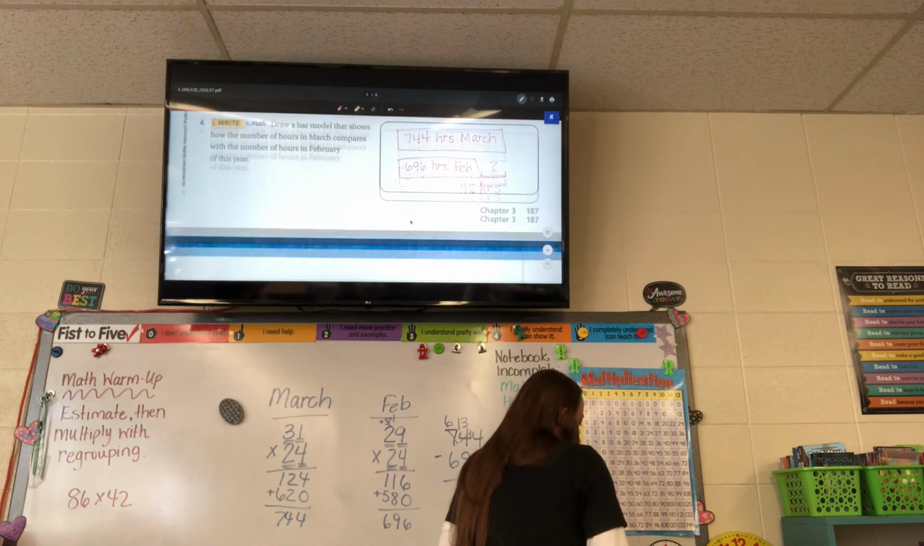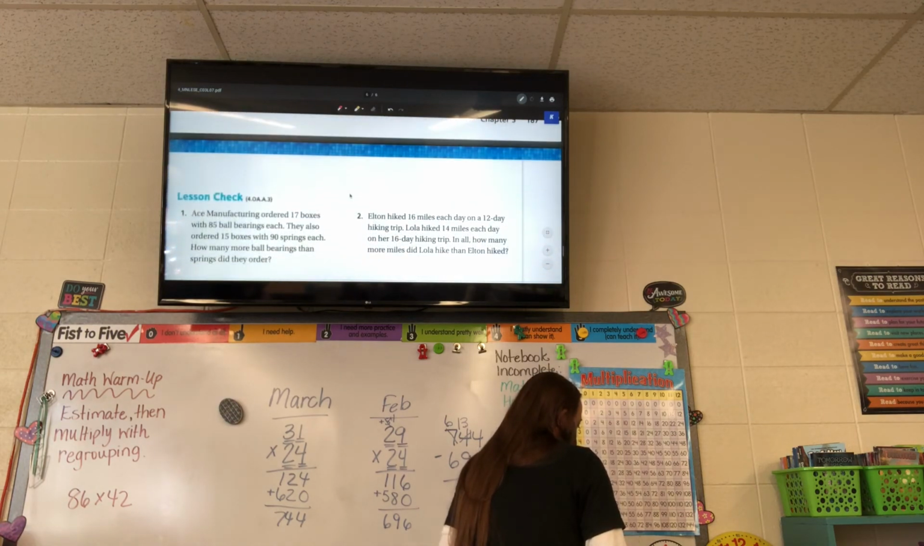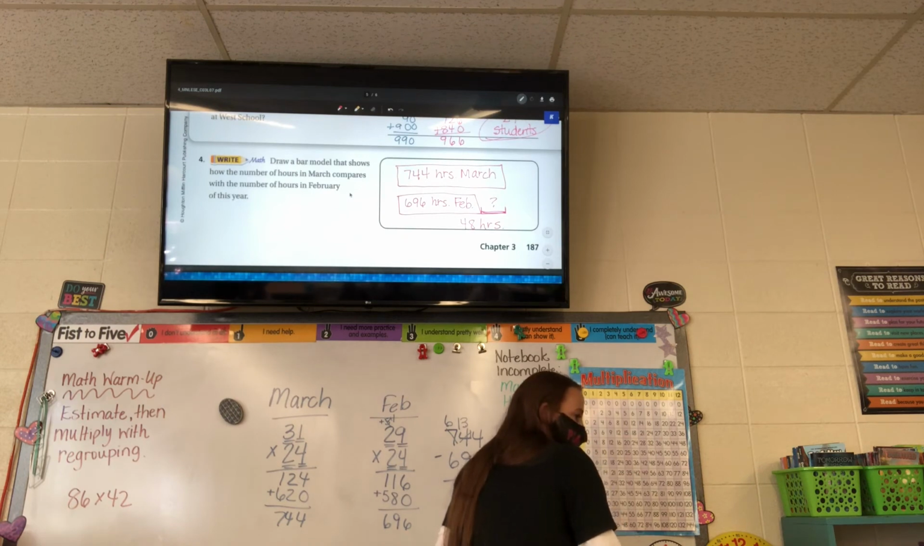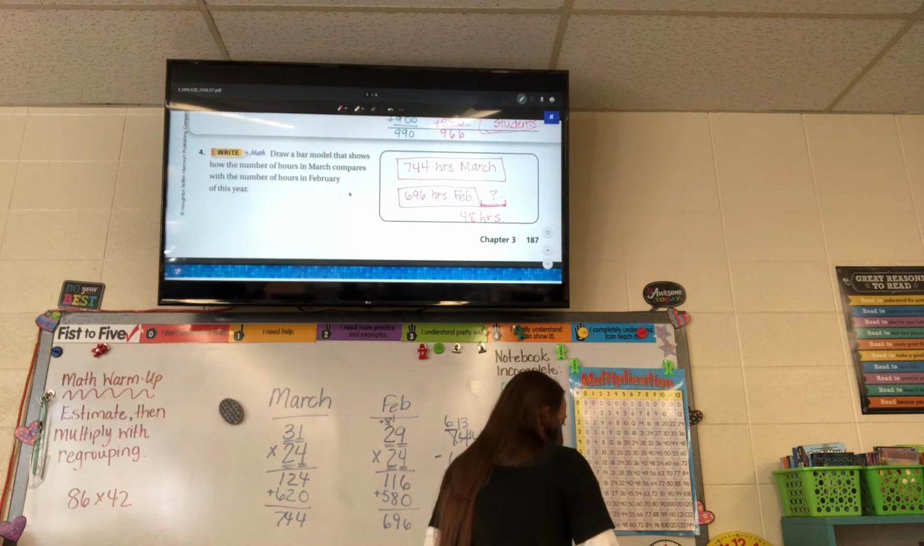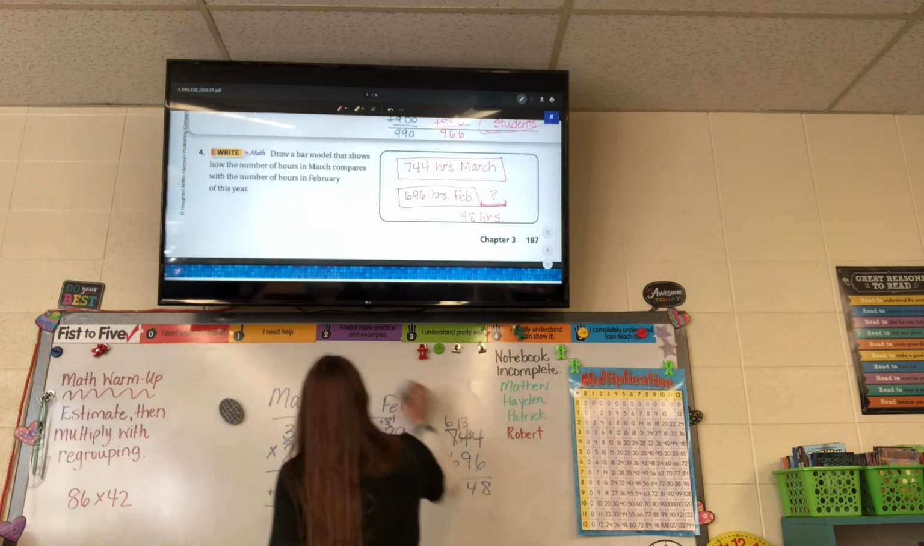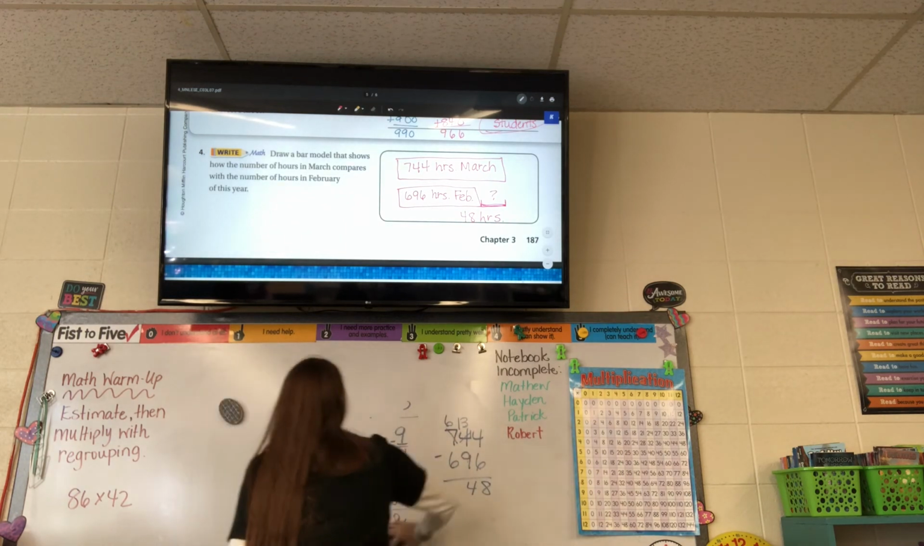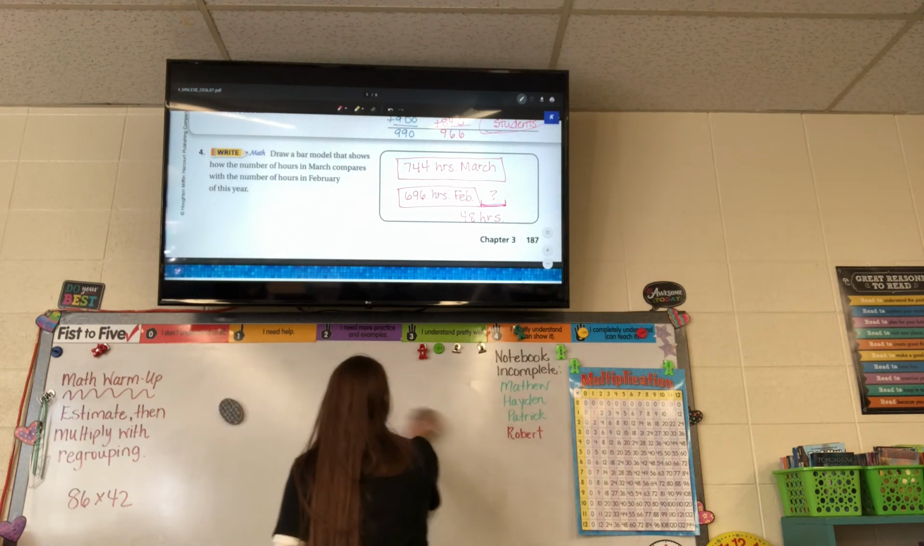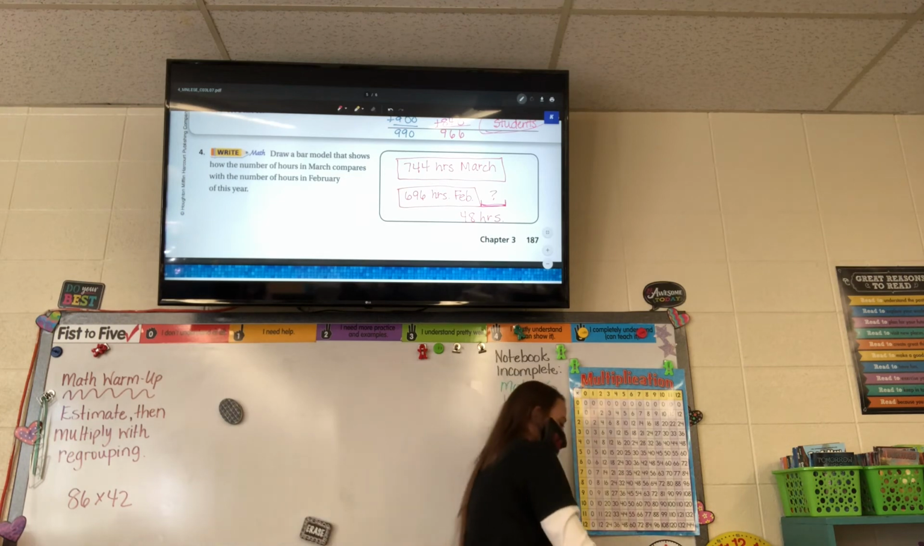All right, here we go. Look, can you go back up and look at that? It's just 48 hours. So you're labeling March's bar model and February's bar model with their numbers and then the difference. But we're moving on.